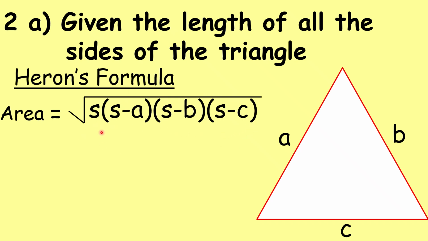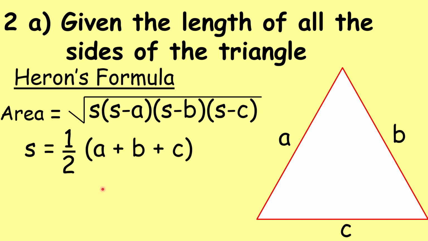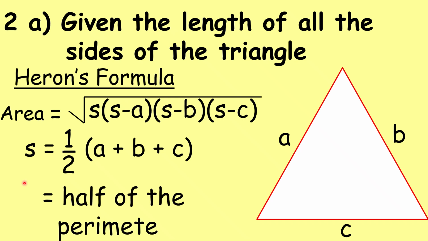Now, what is S? S is given by adding all the three sides, that is A plus B plus C, and then multiplying it by half. In other words, half of the sum of all the sides. And you know that the sum of all the sides is the same thing as the perimeter. So our S is simply expressed as half of the perimeter of the triangle.